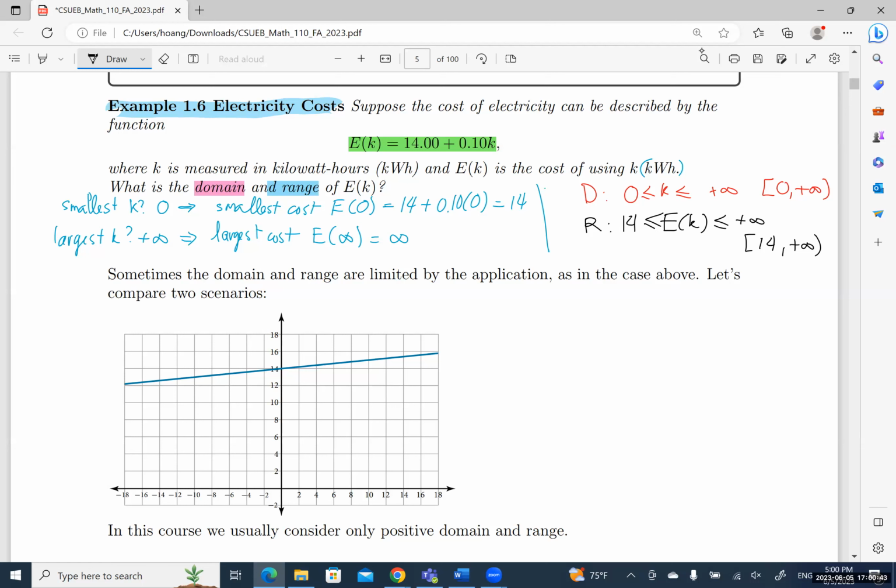All right. So that is reality. If you look at, let me show you by using Desmos.